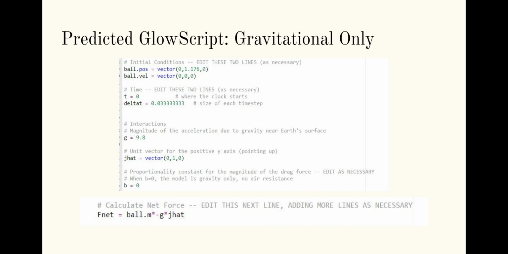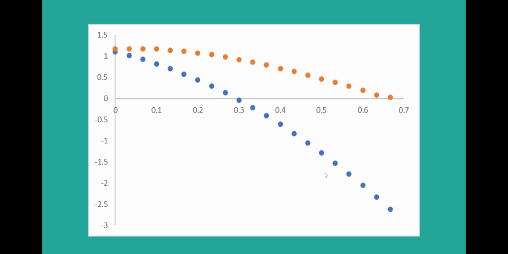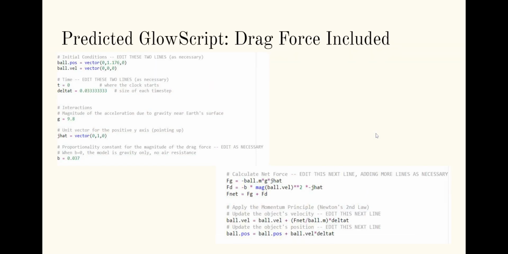In the first computational model, we only took into account the force of gravity on the object. Therefore, the net force is only equal to the gravitational equation described before. The deviation on this graph indicates that we are still missing a force in our predicted value.